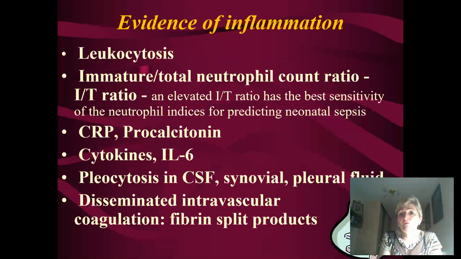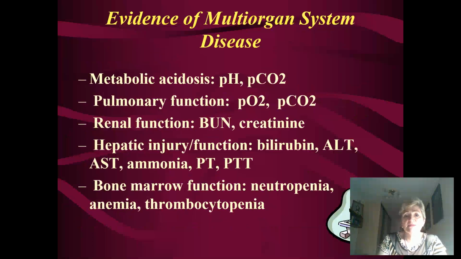Next, evidence of inflammation. What indicates an inflammation process? CBC analysis, leukocytosis, hematocrit, total neutrophil count ratio, C-reactive protein, procalcitonin, cytokines, interleukin 6, pleocytosis in CSF, cerebrospinal fluid, or synovial fluid, or pleural fluid, and disseminated intravascular coagulation, fibrin split products.